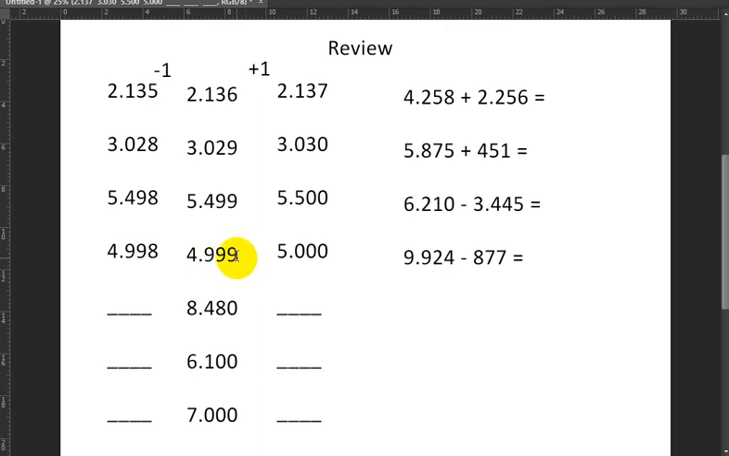Again, like dominoes, one number knocked over the other. So this 9 became a 0 first, then increased this number by 1, so this became a 0 too. And then this became a 0 too, and then this increased by 1 and became 5. Okay, next up, 8,480.